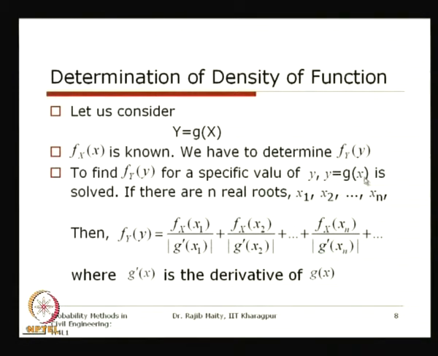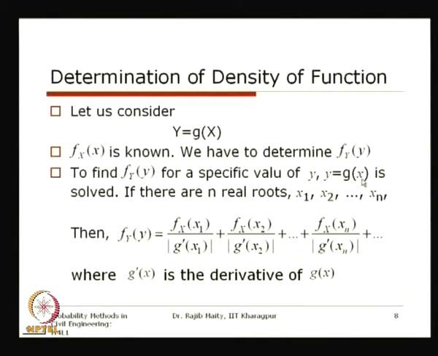Now, this g(x), so x is now unknown. So, we have to find out what the value of x is. Now, as I was telling, if the relationship is a 1-to-1 relationship, then there will be only one root. So, 1-to-1 relationship means for a specific value of y, there is only one value of x and vice versa, but here we are making it general.